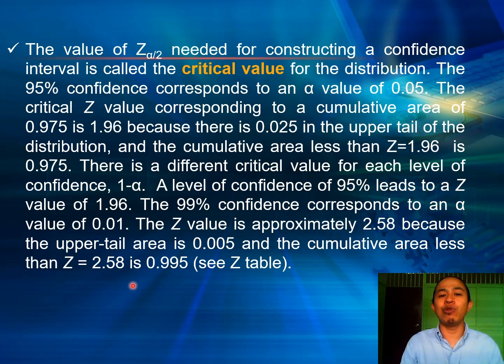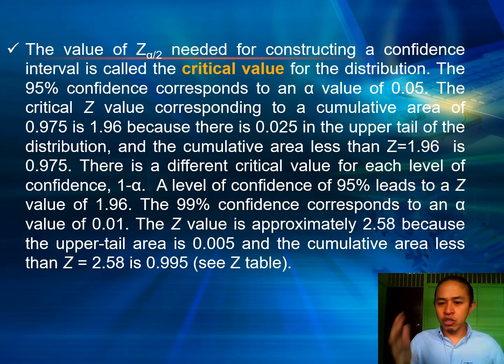So look at your z table. Look for the probability 0.995, and then you will find the z value corresponding to it, 2.58. Then again, a reminder, if you are not yet familiar with the z table, then you have to be friends with the z table now, for you to be able to understand the things that we are discussing.